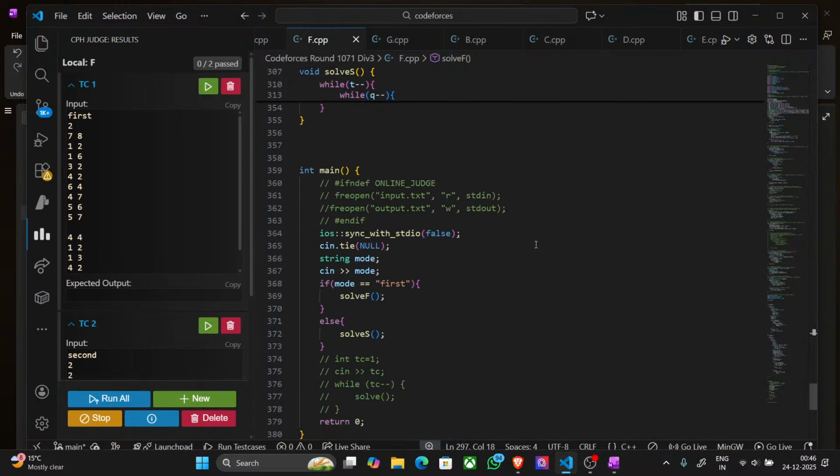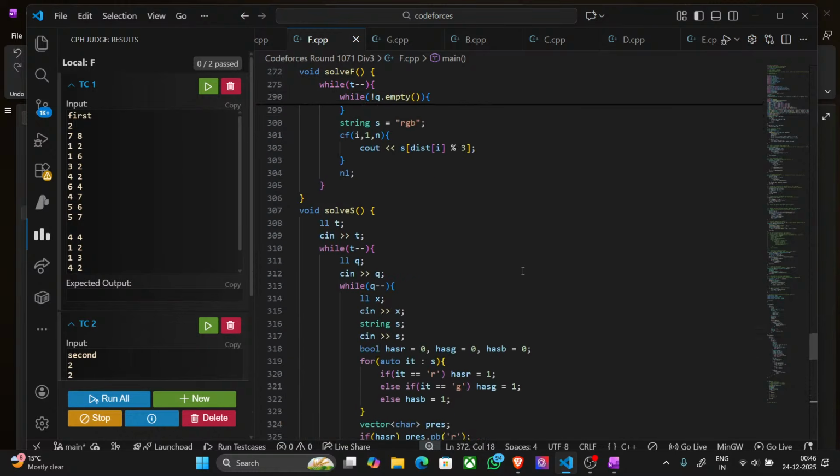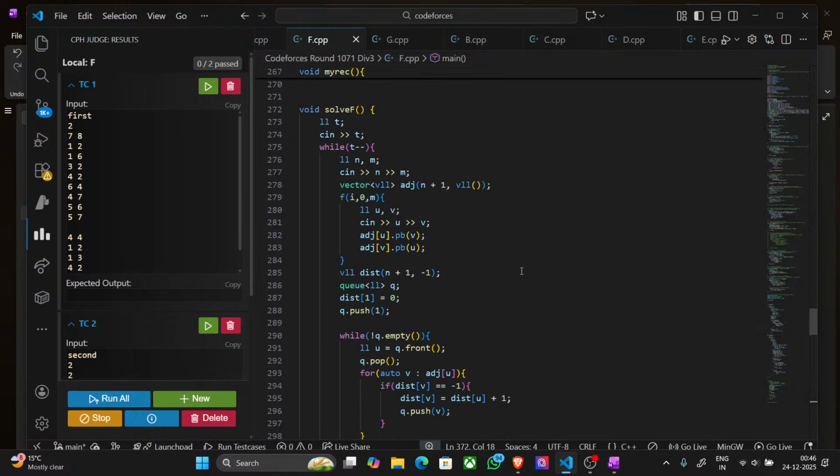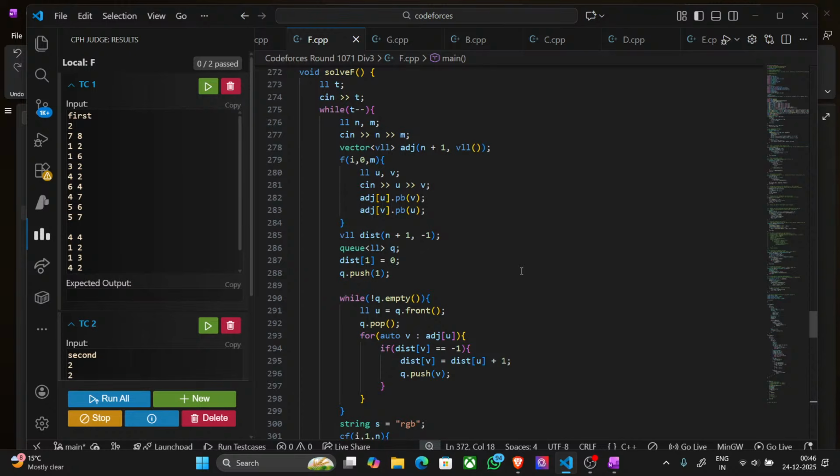So code format, as you can see, what I have done, I have taken string mode as input because first mode is for agent and second mode was for black slack. Now, if mode is first, I will solve first, and if mode is second, I will solve second. In the solve first code, what I've done, I've done just basic DFS. Like it is the most standard DFS that you can do.